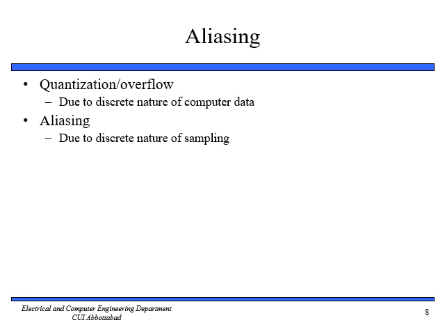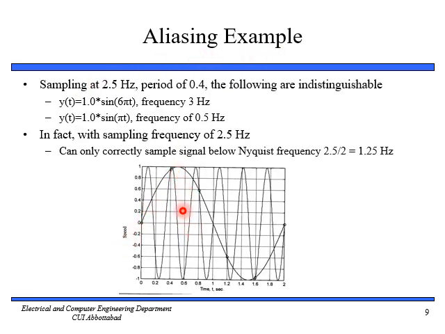Let's have a look at this example. We have two different signals. The one with fast oscillation is a signal of 3 Hertz, and the one with slow oscillation is a signal of 0.5 Hertz. If we sample at 2.5 Hertz with a period of 0.4, both of these become indistinguishable. For the 0.5 Hertz signal, 2.5 is an okay sampling frequency, but for the 3 Hertz signal we need a sampling frequency of 6 Hertz. In fact, a sampling frequency of 2.5 Hertz can only accurately sample below the Nyquist frequency: 2.5 divided by 2, so we can only sample a signal lower than 1.25. We must have a sampling frequency above 2.5 to sample this 3 Hertz signal, and for this the sampling frequency must be 6 Hertz minimum.